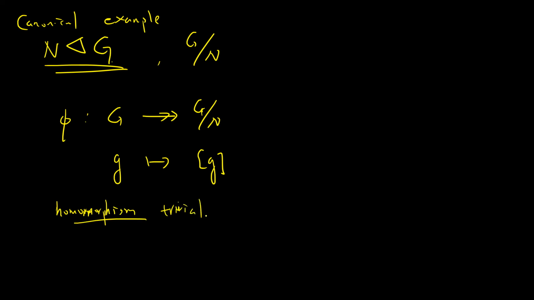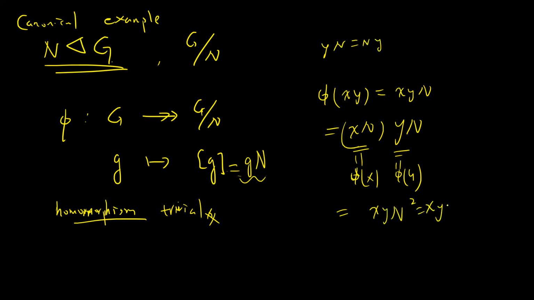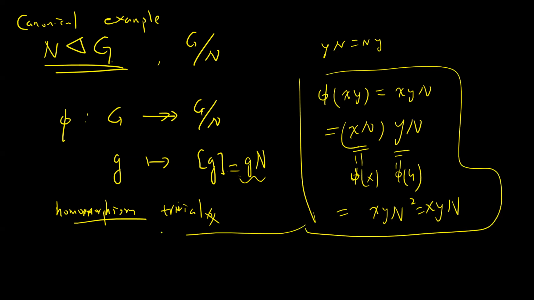So a representative will basically be gN. Why is this trivial? Let's say we have x y, and you map it, basically this is xyN, and then you map it into xN yN. This is phi of x times phi of y. But you know that yN is the same as y, so you get xyN squared, which is xyN. So the proof is done.